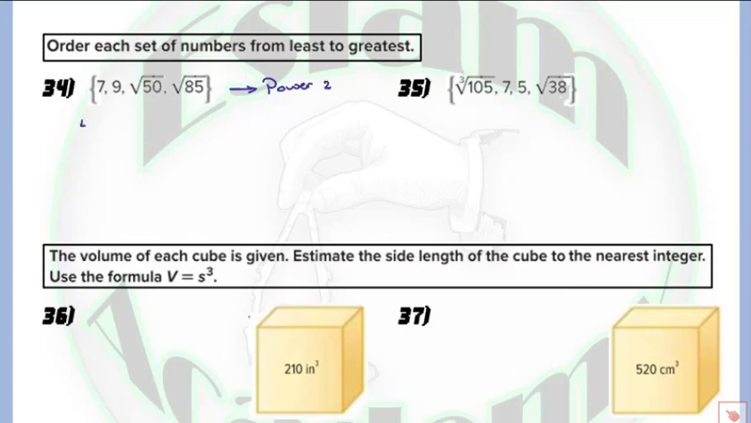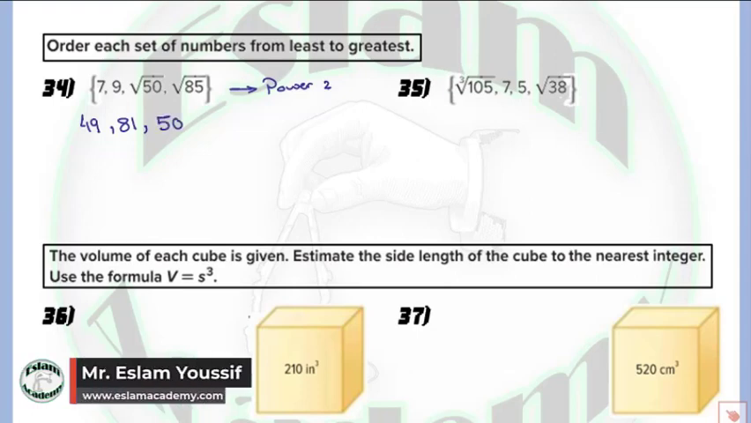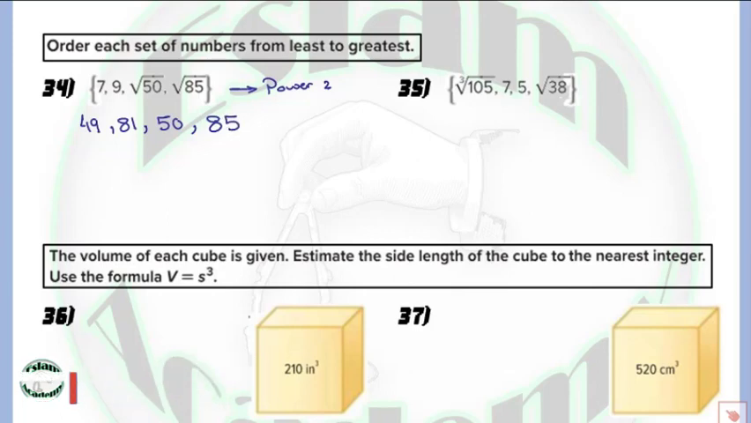Now 7 to the power 2 equals 49. 9 to the power 2 equals 81. And root 50 to the power 2, the power 2 will cancel the root, so it will be equal to 50. Root 85 to the power 2 equals 85. The smallest number that we have now is 49. After that we have 50. The next one will be 81, and the last one will be 85.